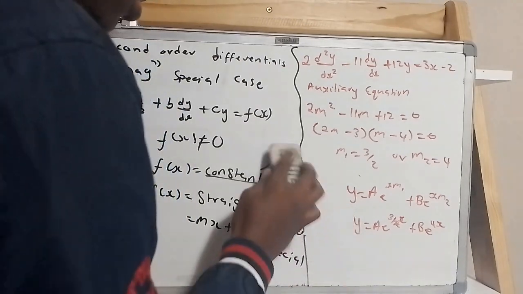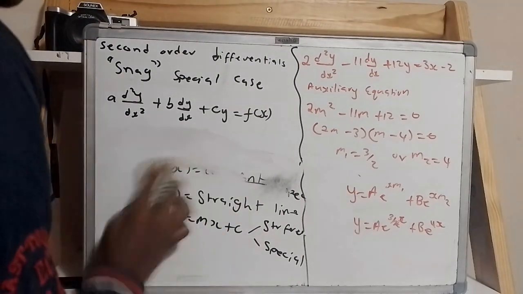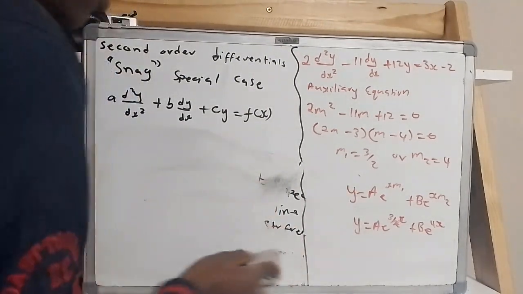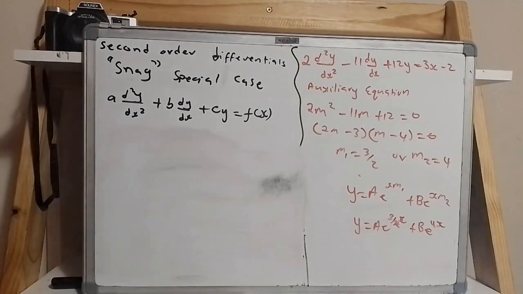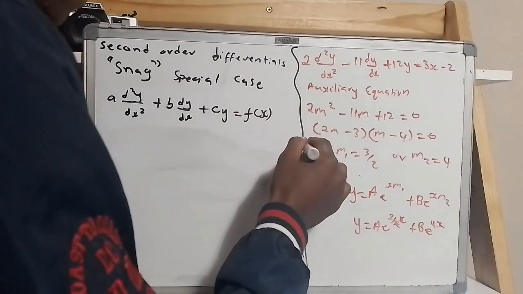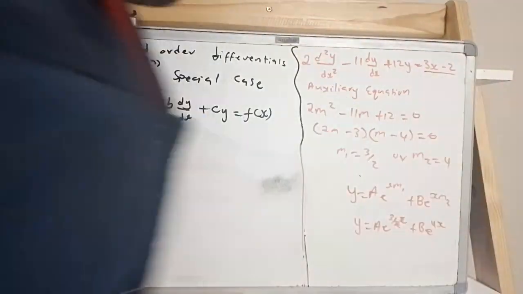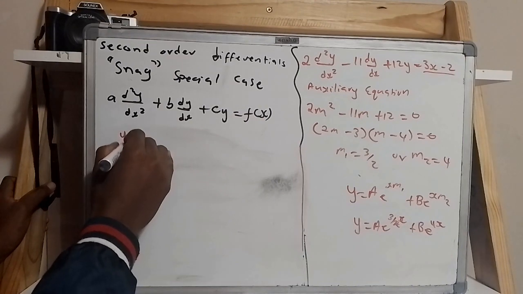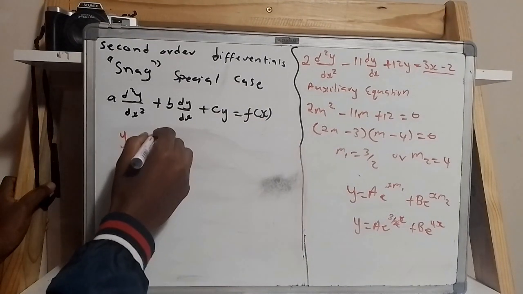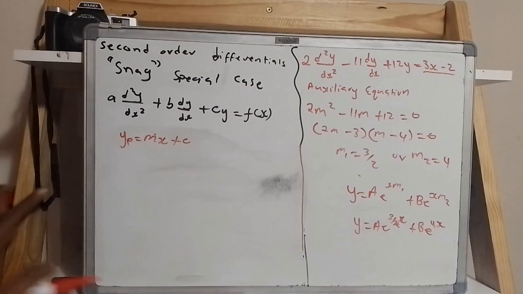Now, if I have a straight line, my yp will be mx plus c, in terms of these special cases. Yp is equal to mx plus c, right? So now, for me to determine the value of m and the value of c, what will I do?